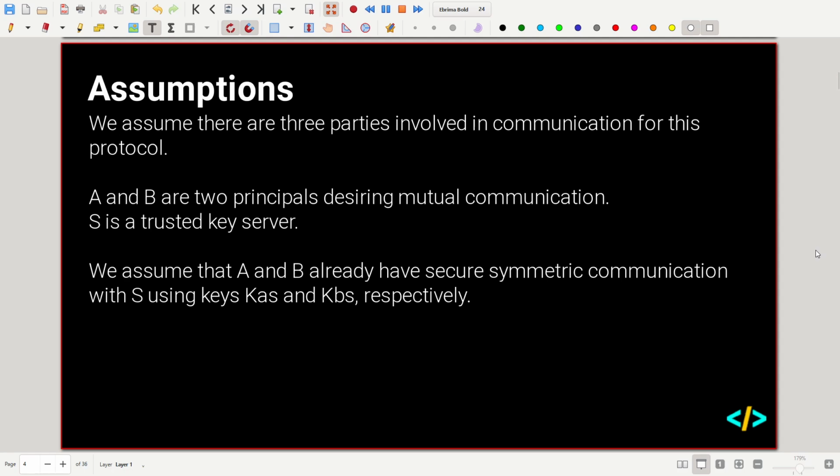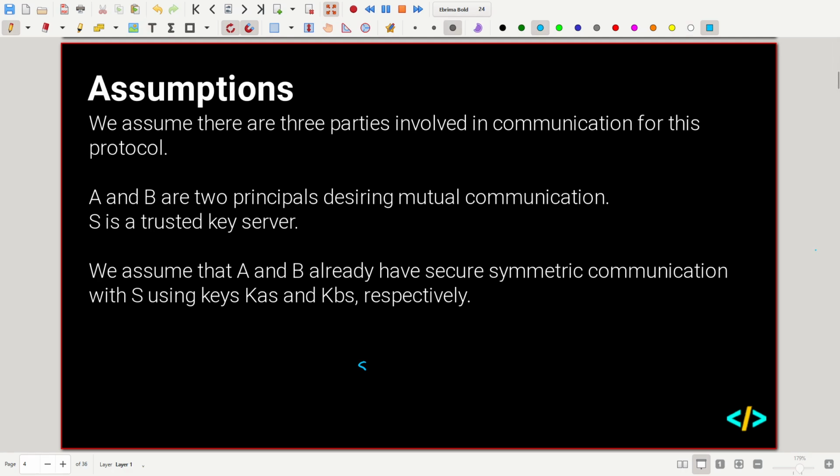So we have some assumptions with Needham-Schroeder. We assume that there are three parties involved in communication. We have A and B, who are the two principals that want to talk to each other. But then we also have a trusted key server, or a trusted third party S. This is a requirement for Needham-Schroeder to be properly implemented. And we assume A and B already have some sort of secure symmetric communication with this trusted third party. So they don't have communication with each other, but they have communication with the trusted third party.